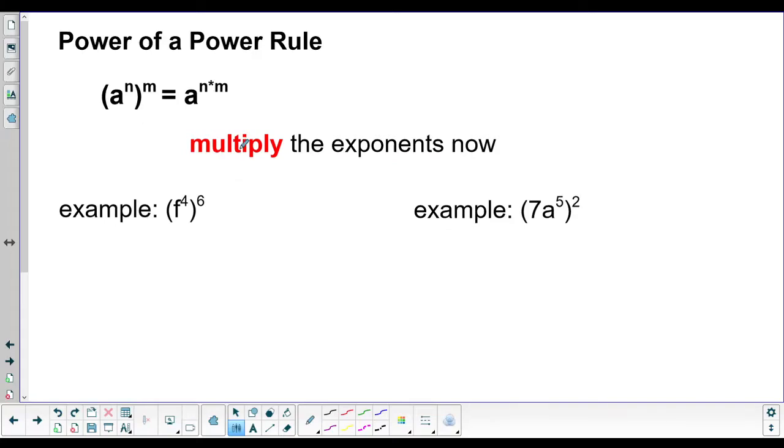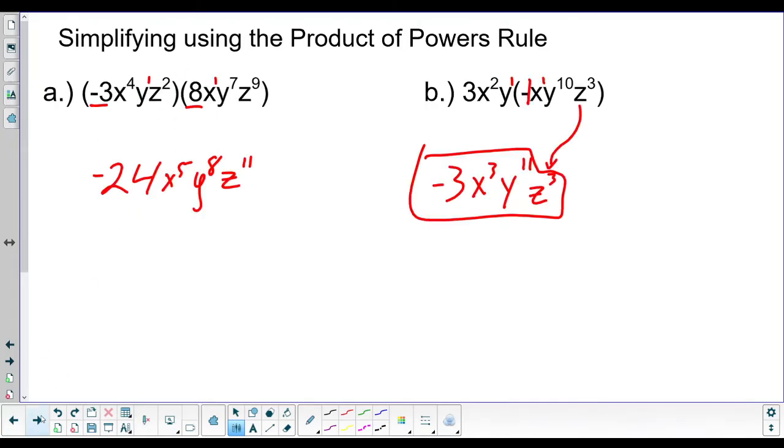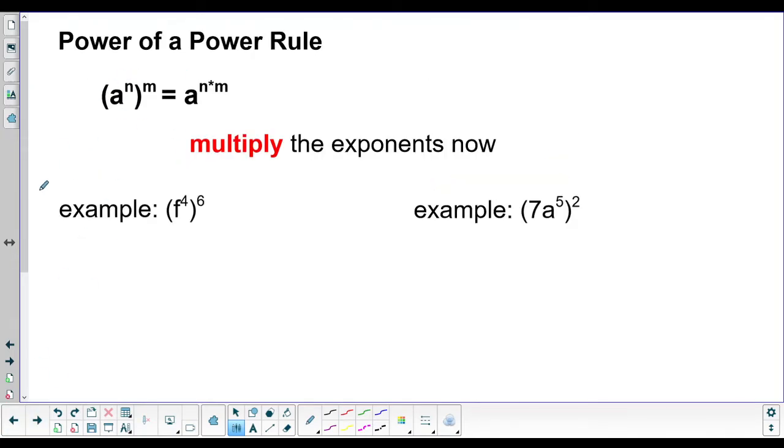So for the power of a power rule, we have some base. In this case, it's a. Before it was x or y. It doesn't really matter. A is just any base to a power. And then that whole thing is to a power. What we're going to do here is multiply. We're going to distribute the outside power into the inside powers.